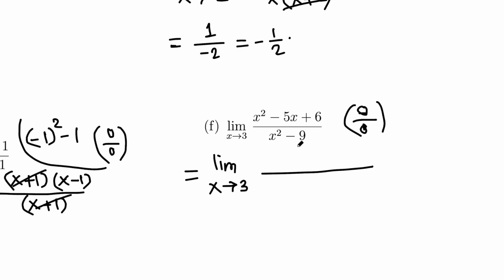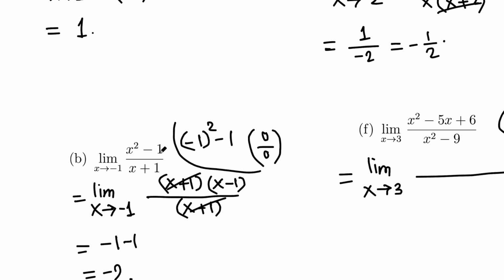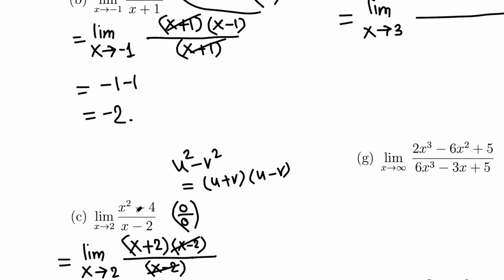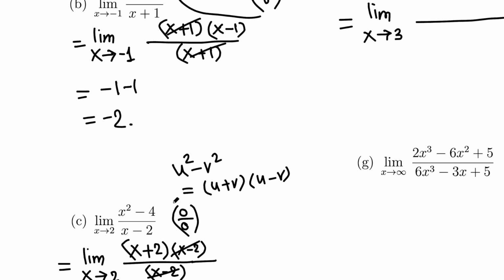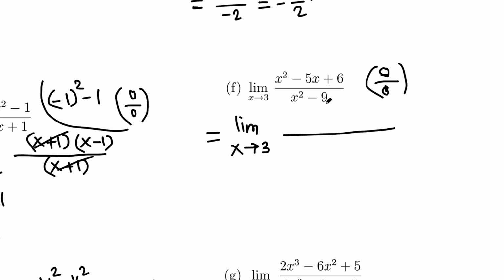X square minus 9 is like here, x square minus 1 or x square minus 4. Okay, difference of two squares. So x square minus 3 square. It's a difference of two squares. So x plus 3, x minus 3.